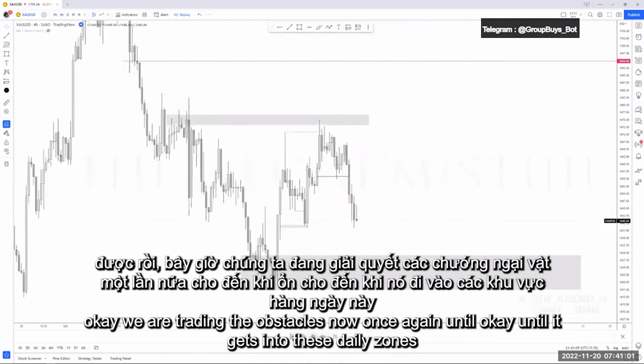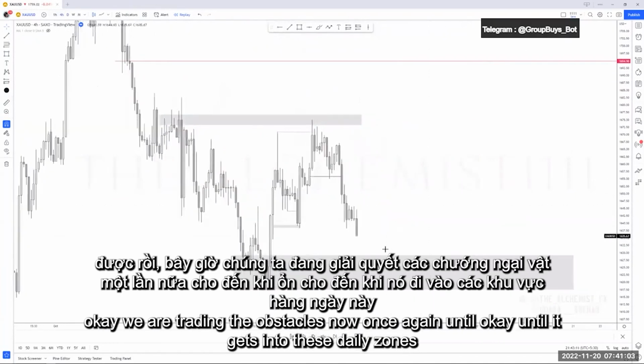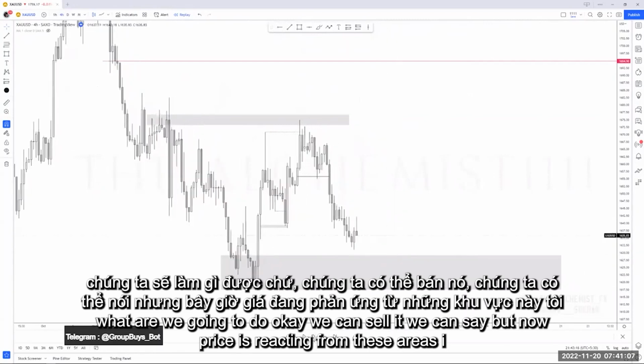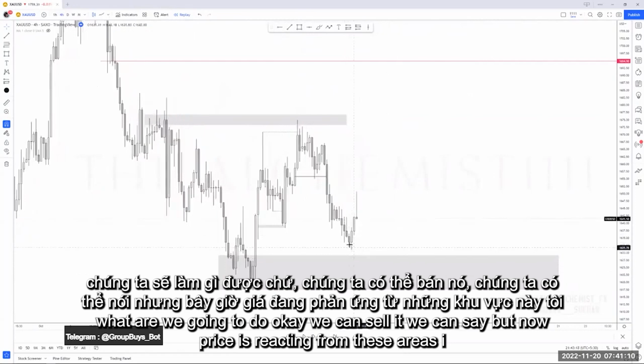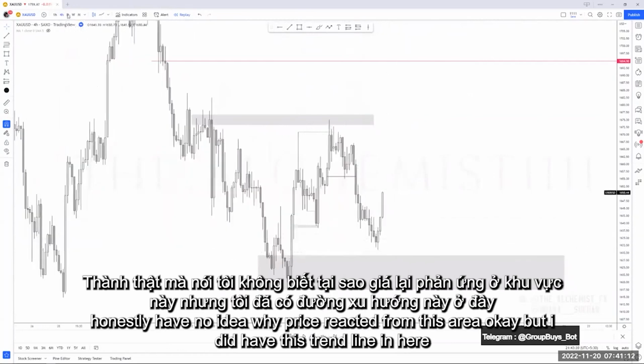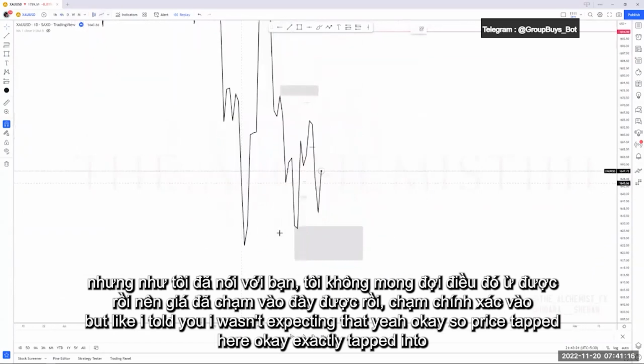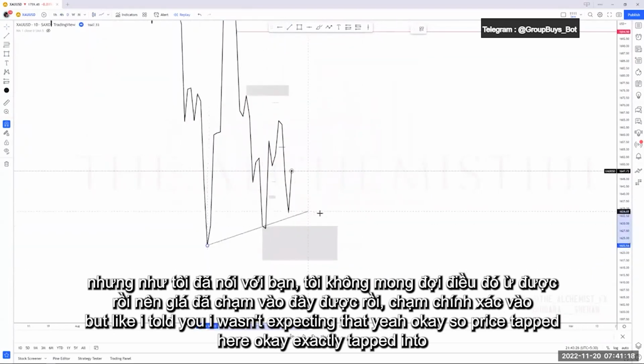Now, once again, until it gets into these daily zones, what are we going to do? Okay, we can sell it. But now price is reacting from these areas. I honestly have no idea why price reacted from this area. Okay, but I did have this trend line in here, but like I told you, I wasn't expecting that.